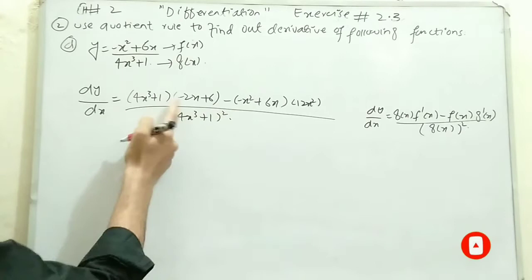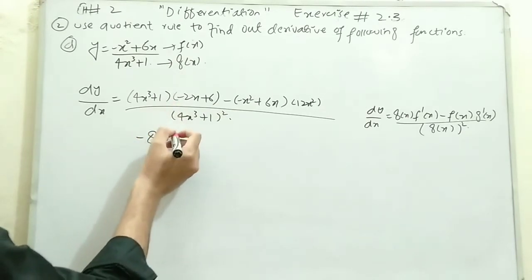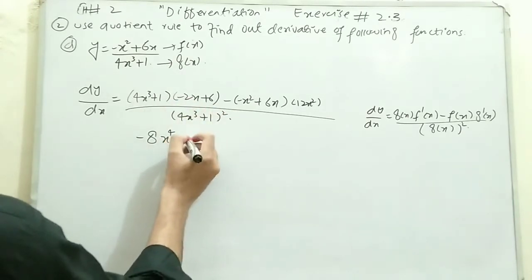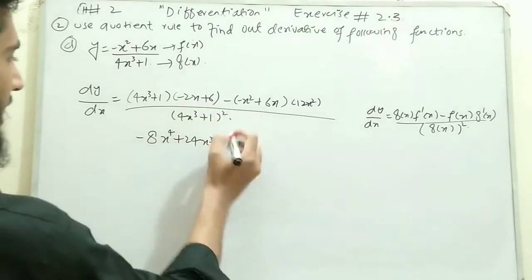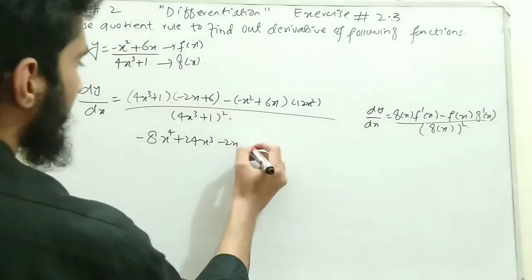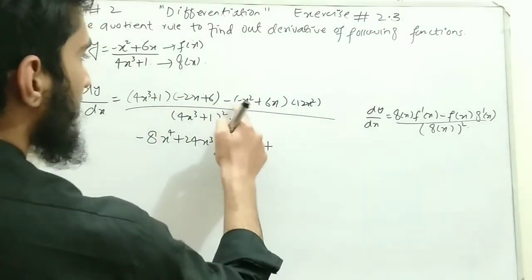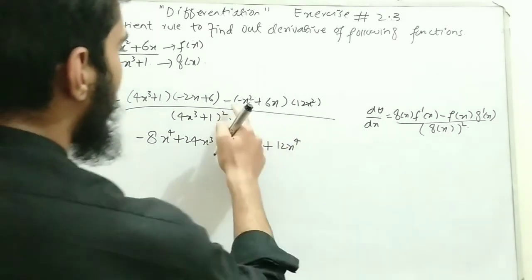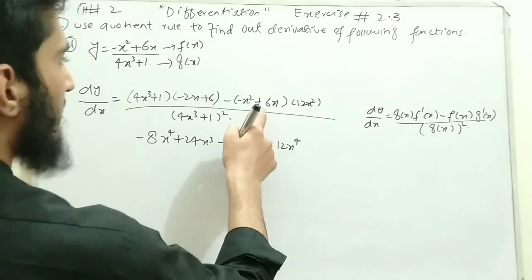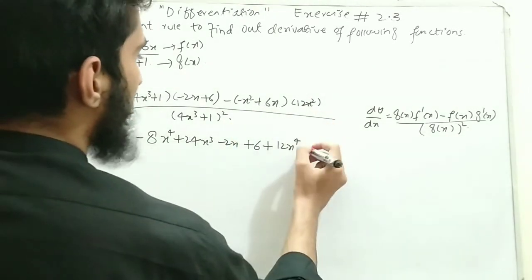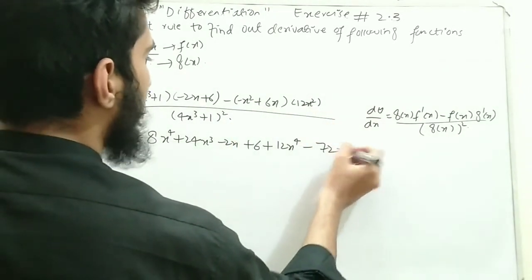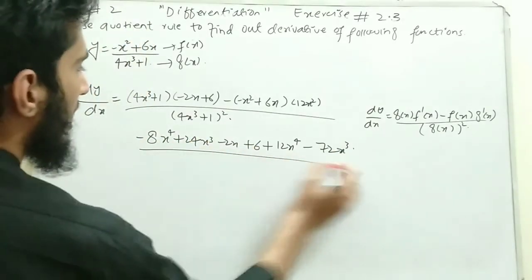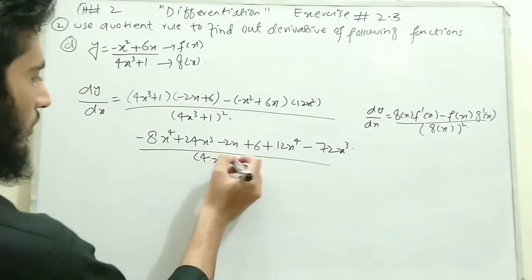Now by simplification, 4 multiplied by negative 2 gives us minus 8x raised to the power 4. 4 multiplied by 6 gives us 24x cube, and after this 1 multiplied by negative 2x gives us negative 2x. 1 multiplied by 6 gives us 6, and minus minus plus, so it means 12x raised to the power 4. And after this minus plus gives us minus, and 6 multiplied by 12 gives us minus 72x raised to the power 3. Now divided by (4x cube plus 1) whole square.